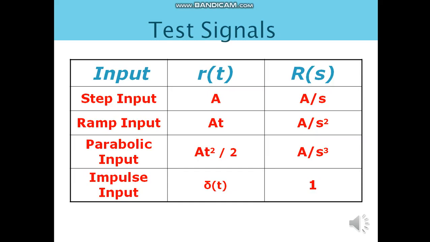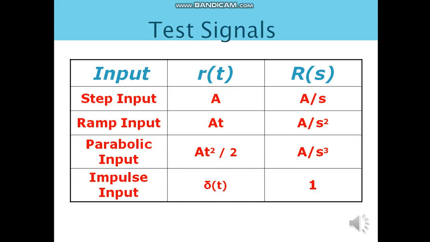The input signals are step input, ramp input, parabolic input and impulse input. For step input, r of t is A. For ramp input, r of t is A into t. For parabolic input, the r of t signal will be A t square by 2. For impulse input, the r of t value will be delta t.